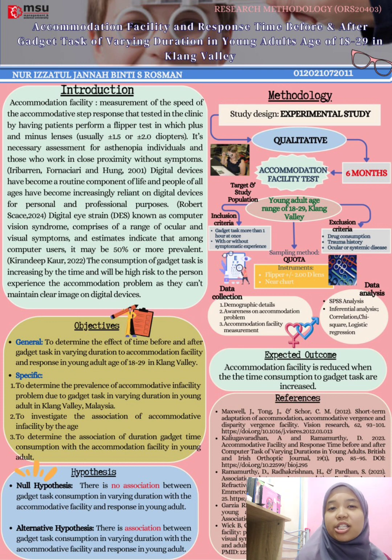For the sampling method, I will use quota sampling in non-probability sampling. I want to measure whether each age group influences the accommodation facility. For example, the first group might be 18 until 21 years old, the second group 22 until 25 years old, and the third group 26 until 29 years old. So there are three groups for this study. I want to measure whether the age of the participant affects the accommodation facility. I will determine the total needed for each group involved in the study.